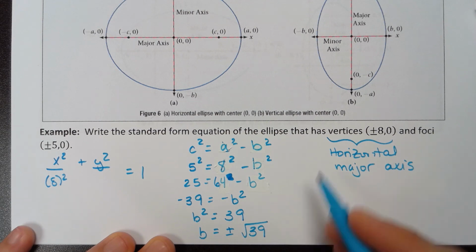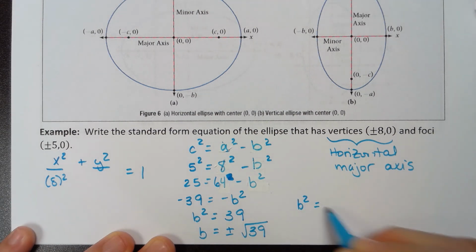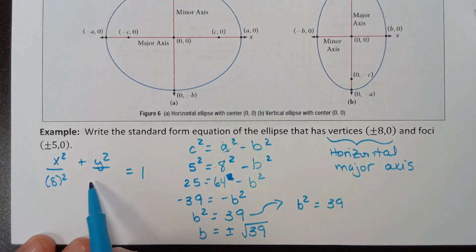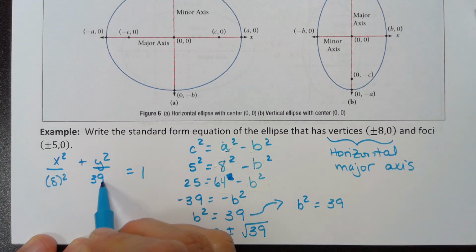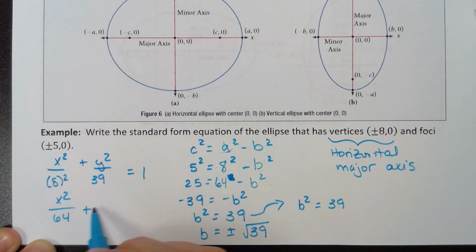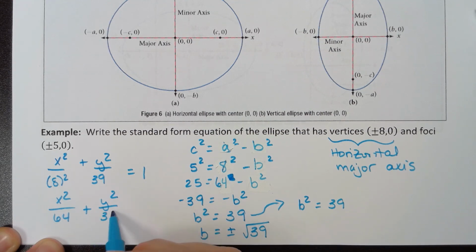Well, what is b squared? We just had that right there, right? b squared is 39, and that's what goes into our formula. So we're going to have x squared over 64 plus y squared over 39 is equal to 1.